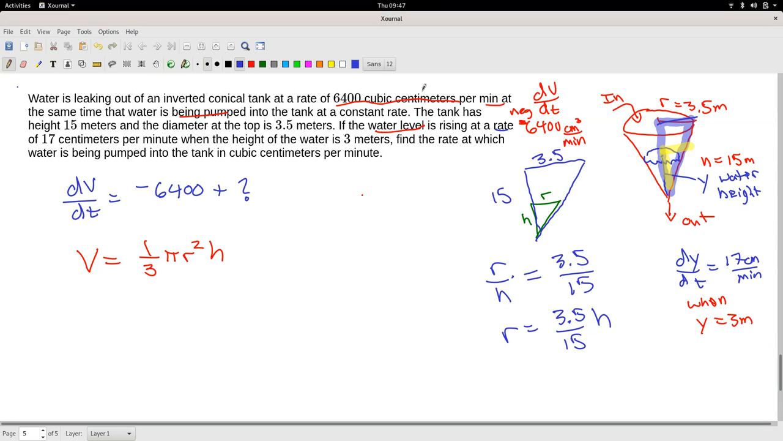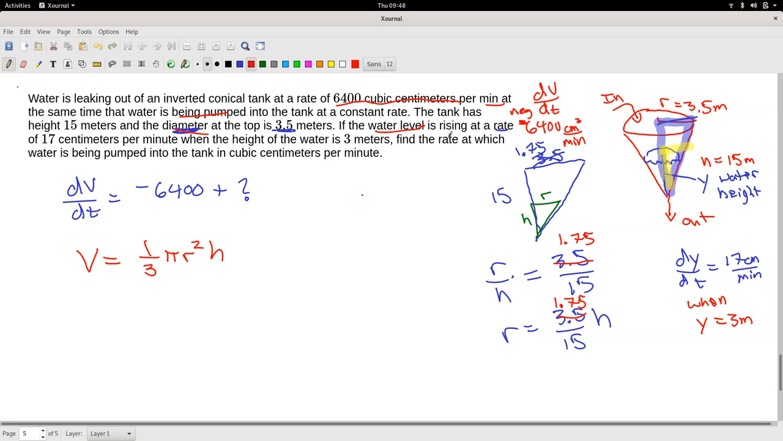So we got the water leaking out, blah, blah, blah, water's pumped in. The tank has a height of 15 centimeters and a diameter. Oh, diameter, not radius, oops. Diameter of 3.5, good thing I reread that. So that isn't 3.5, it's 3.5 over 2, which is what, 1.75? Okay, so let's correct. That is really 1.75. All right, so caught one part, diameter is 3.5, not the radius.